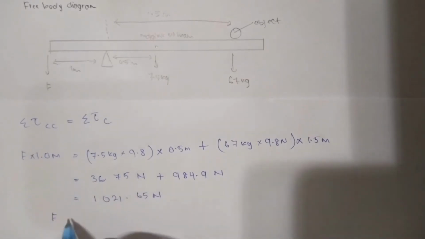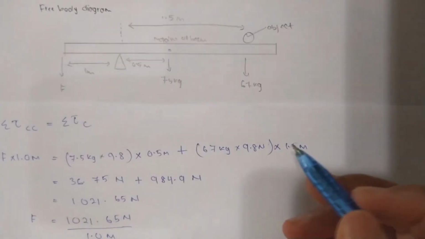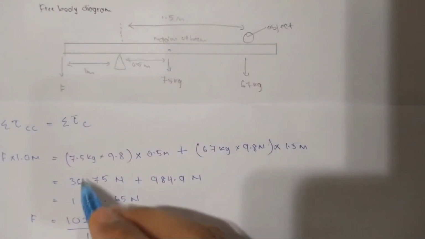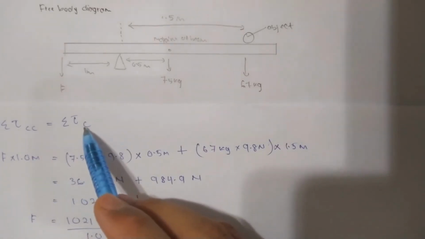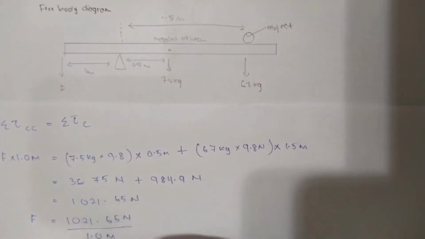So the force is equal to 1021.65 Newton divided by 1.0 meter. After we divide the sum of torque in the clockwise direction by 1.0 meter, we get the same value, that is 1021.65 Newton. And this is the force that we need to keep the beam horizontal. That's all from my calculation.